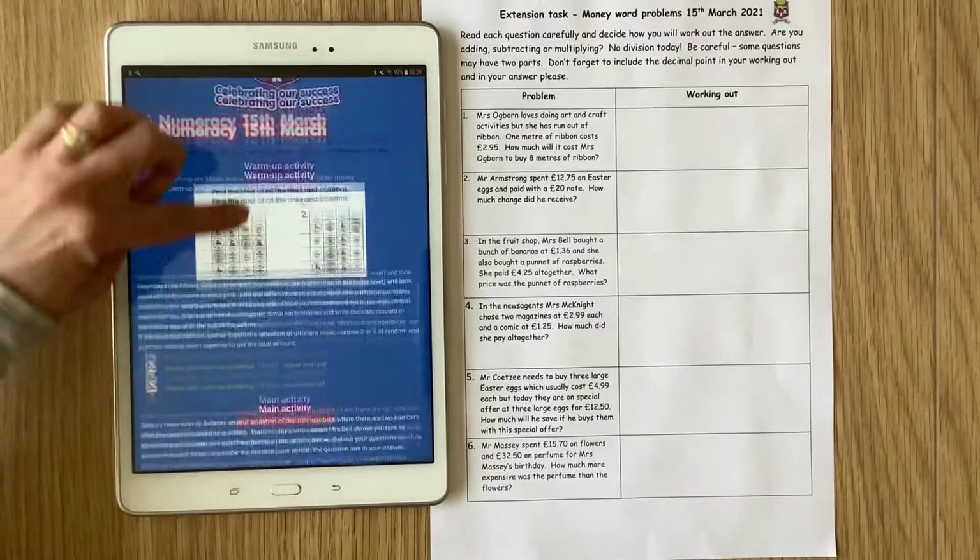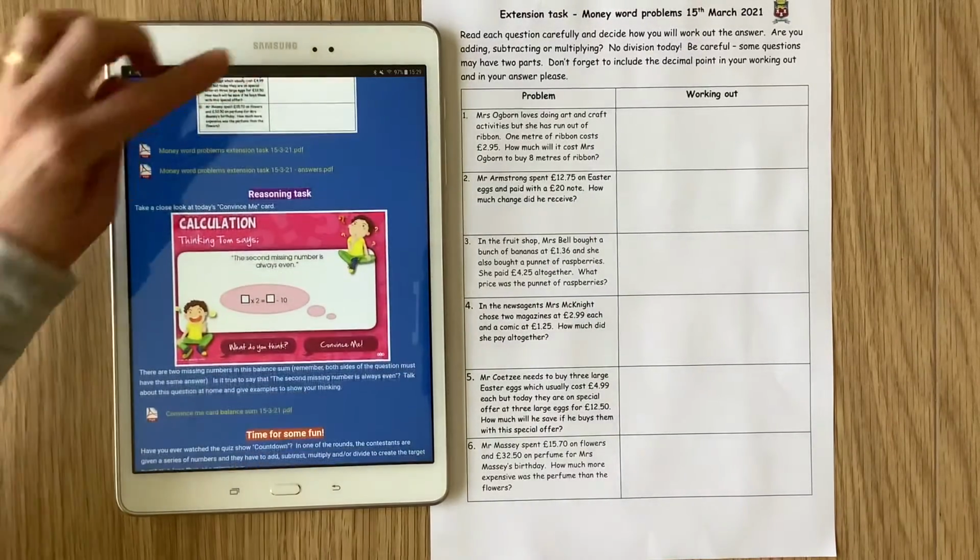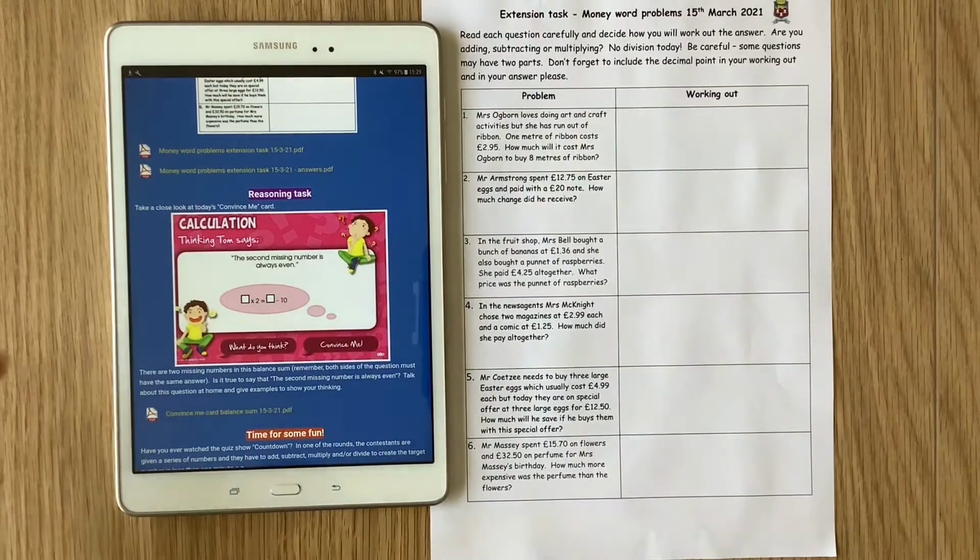So you have got your extension task to have a go at. Then P6, you have a Convince Me card to have a look at today.